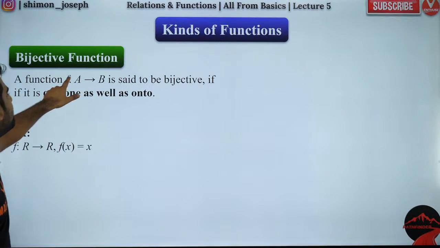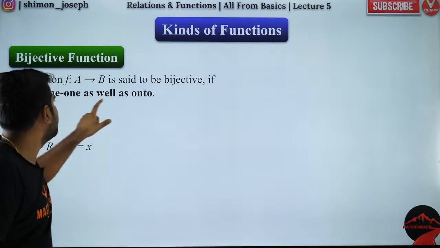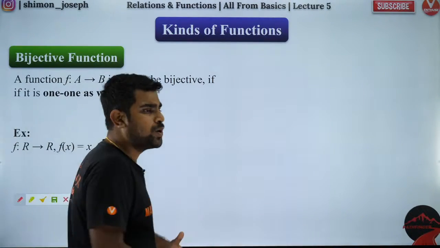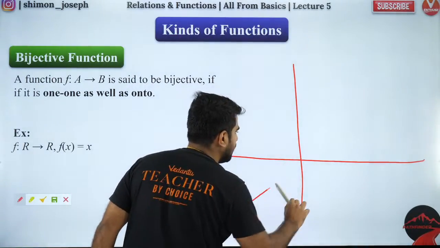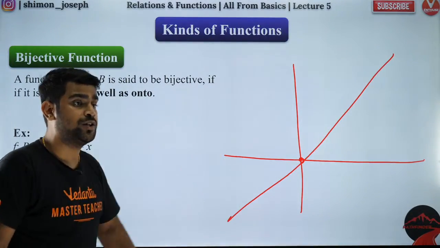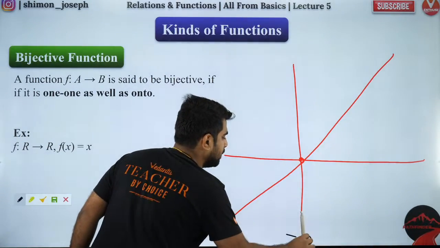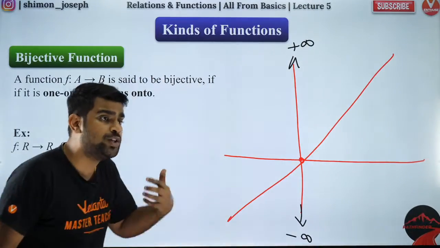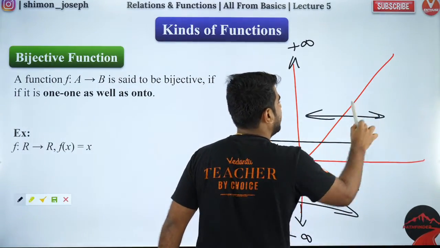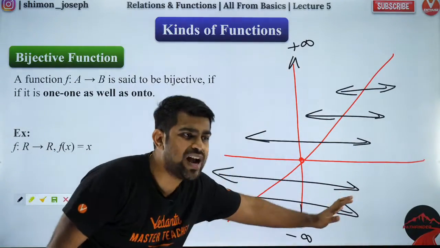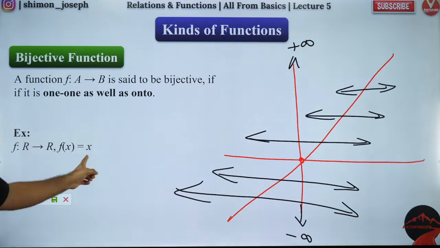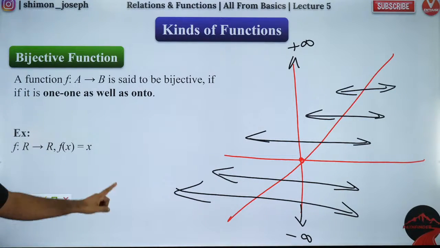A function f from set A to set B is said to be bijective if it is both one-to-one as well as onto. An example is the y equal to x function. So y equal to x will be like this. As you can see, it is both one-to-one and onto. Onto because it takes all real numbers from minus infinity to plus infinity, and one-to-one because if I draw any line parallel to the x-axis, it will always cut the graph at exactly one point. So can I call it a bijection? Absolutely yes. That is why this example is called a bijection.